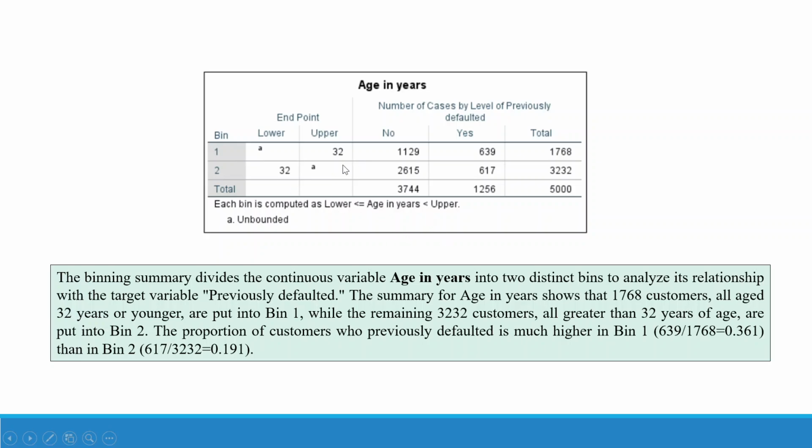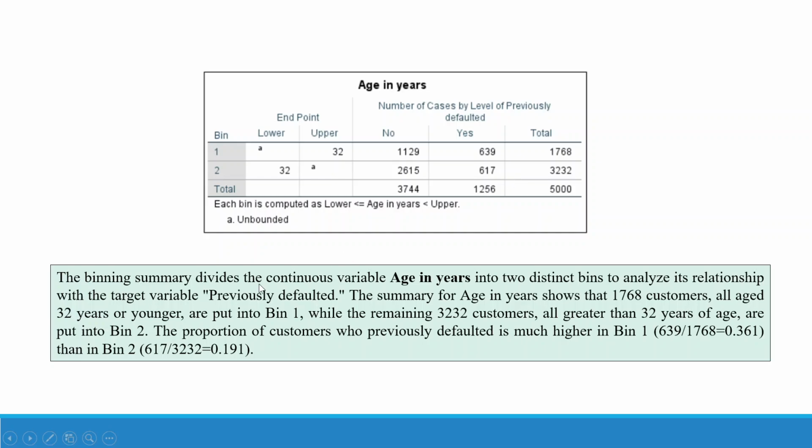So the first bin is up to the age of 32, and the second bin is all those customers who are older than 32. Now in the first bin, total customers are 1768, out of which those who did not default are 1129, and those who defaulted are 639. In the second bin, the total customers are 3232, those who did not default 2615, and those who defaulted 617.